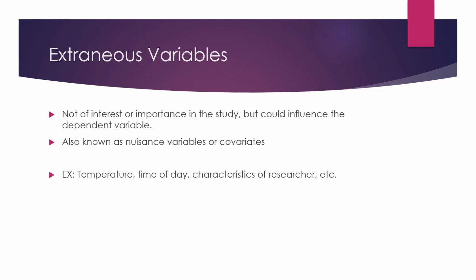Lastly, we will talk about extraneous variables. Extraneous variables are variables that aren't of interest or importance in a study, but they could influence the dependent variable. They are also known as nuisance variables or covariates. Some examples of extraneous variables include temperature, time of day, characteristics of researcher, teacher, etc.